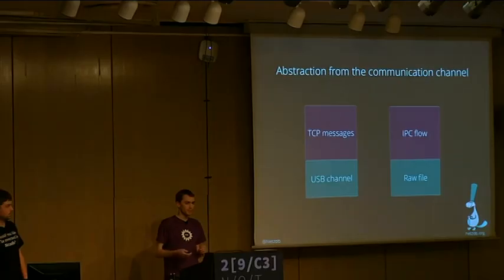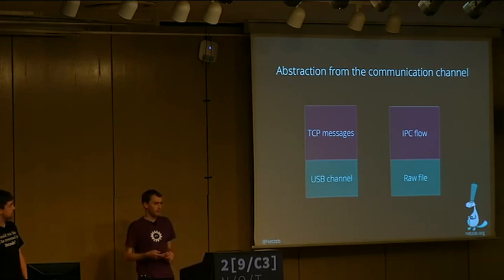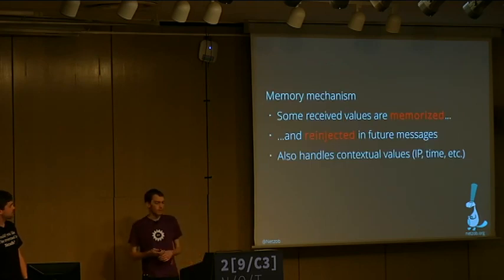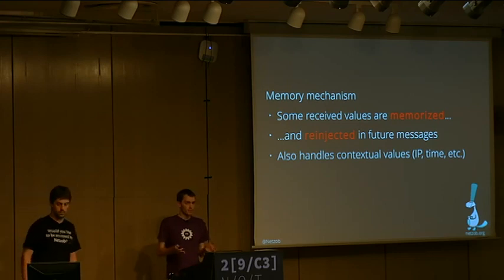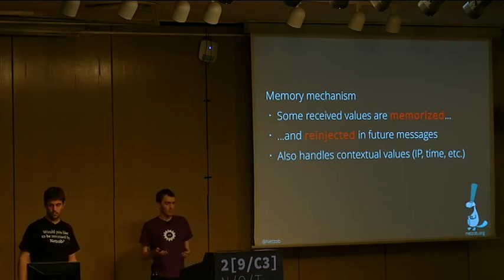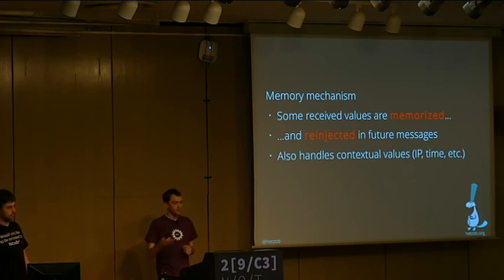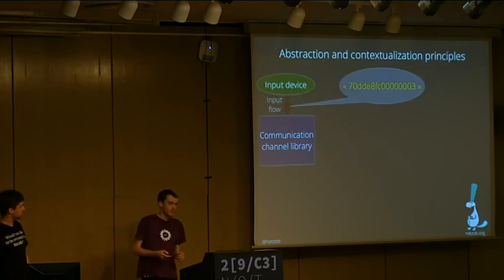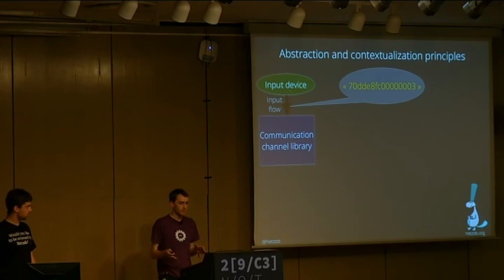We also handle the abstraction from the communication channel. For example, if you want to send TCP messages over a USB channel, or if you want to send IP traffic over a file, let's say. We use a memory mechanism. We use it to memorize previously seen fields, for example, like IP, that we want to re-inject in future messages. This is quite interesting, and I will show you an example here. So this is a simple generation of traffic of the ZeroAccess command and control channel.